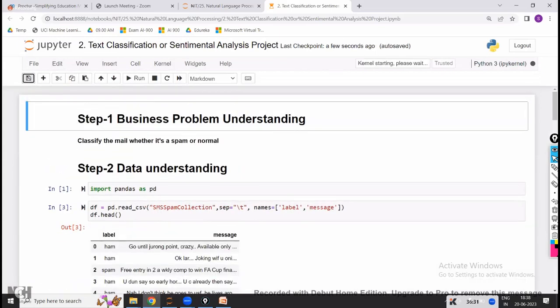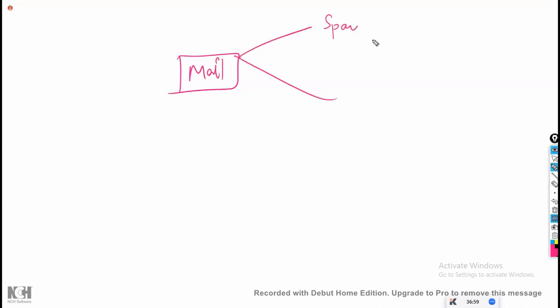Okay, let us take one data set where I want to do the classification of whether it is a spam mail or a normal mail. Normal means ham mail. Ham means normal. Whether it is a spam mail or a normal mail means I'm going to get one mail and this mail should be classified either as spam or ham. Two options I'm having, either spam or ham. Now, this is the project.